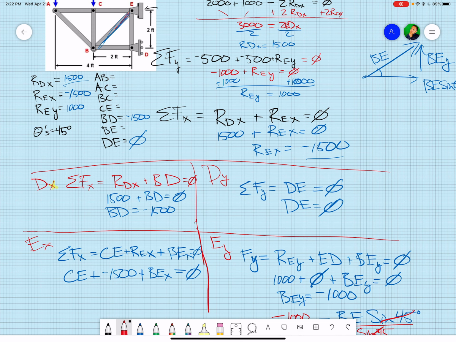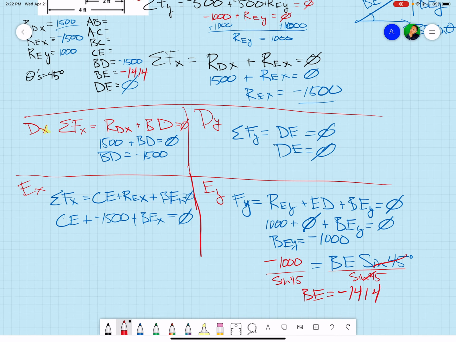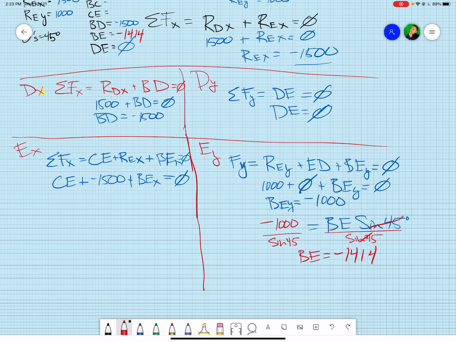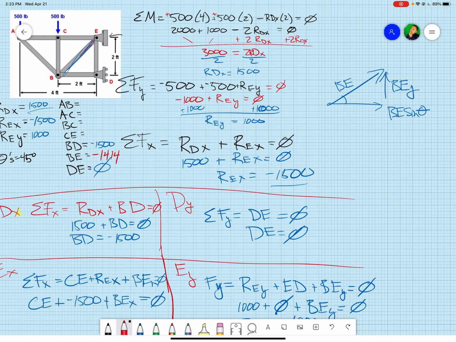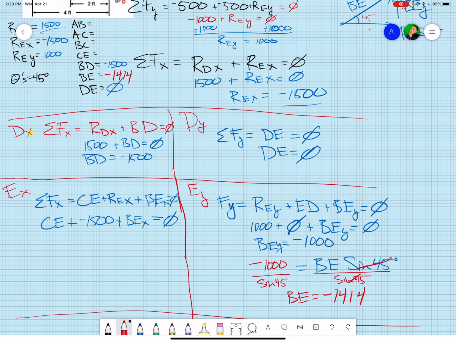So we just figured out BE. Okay. Awesome. All right. Now let's go over the other side. Well, if you know right triangles, you know in special triangles, that means if it's 45, 45, 90, BEX and BEY have to be equal because it's a 45-degree angle here. So I can plug in that BEX. If BEY was negative 1,000, I can make BEX also negative 1,000. So I really have this is negative 1,000 as well.